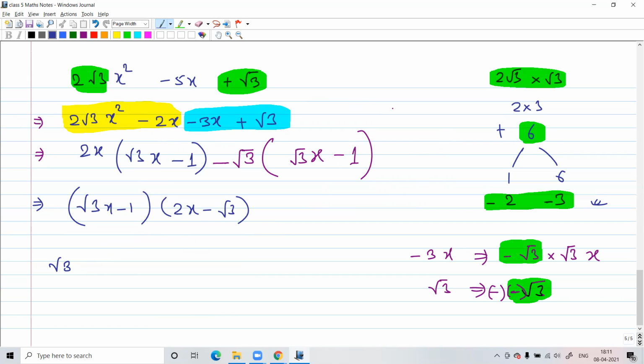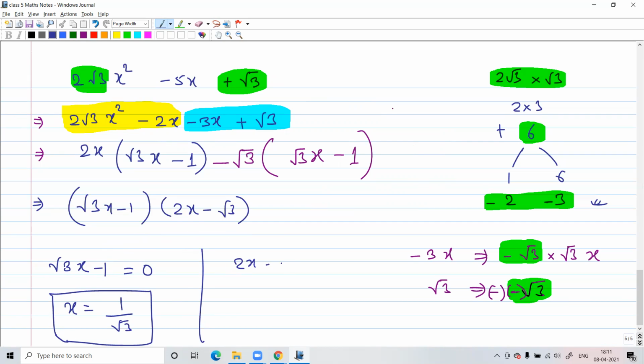So first I will write root 3x minus 1 is equal to 0. So what will be x then? Minus 1 goes to the other side, becomes plus 1. And in the denominator, there will be root 3. So the first zero is 1 by root 3. And from the second factor, I get 2x minus root 3, and make this also equal to 0, and move around the variables and find the value of x. So x will be root 3 by 2.